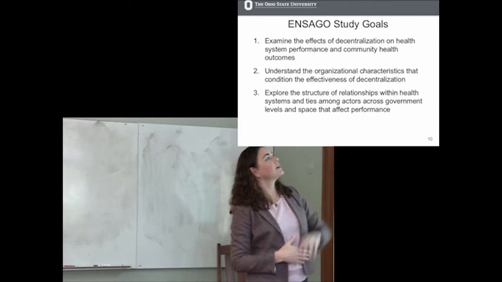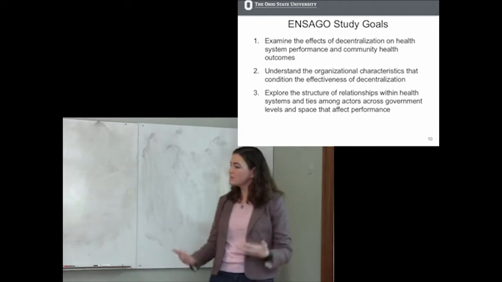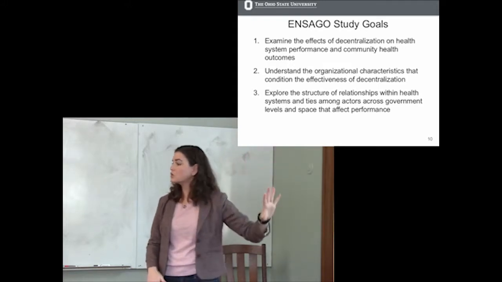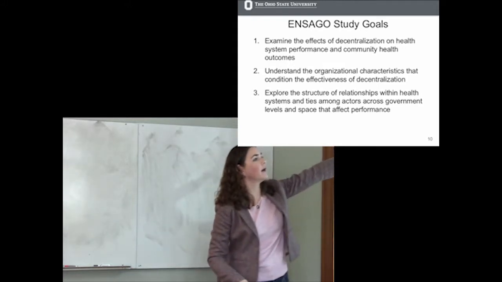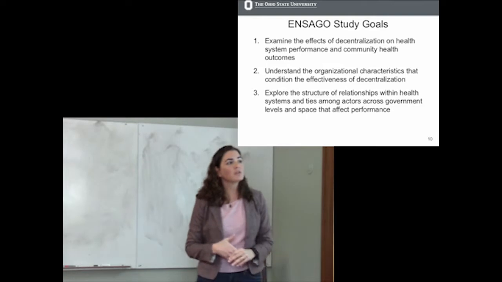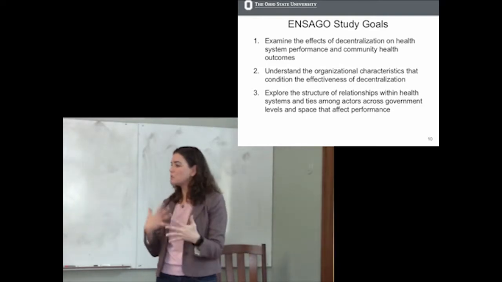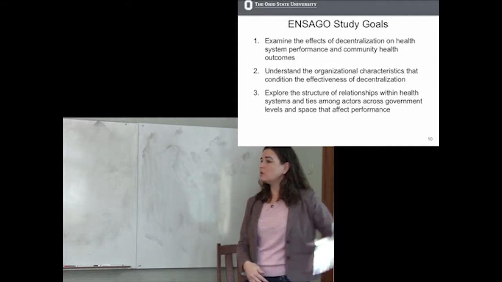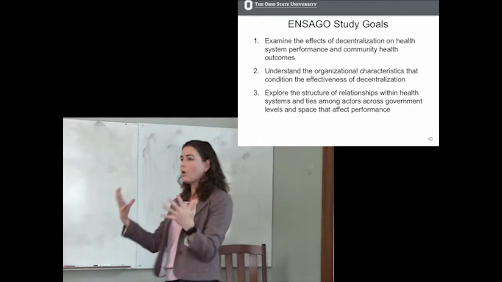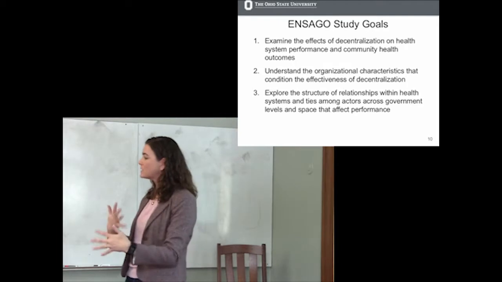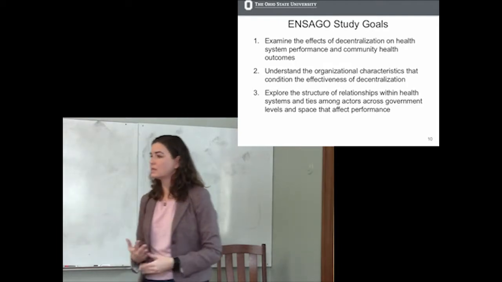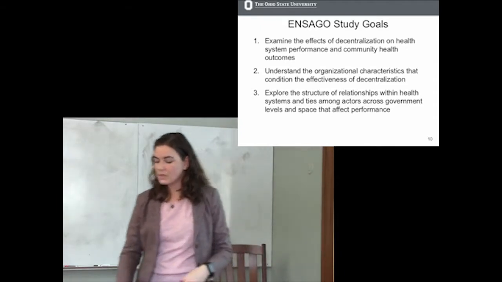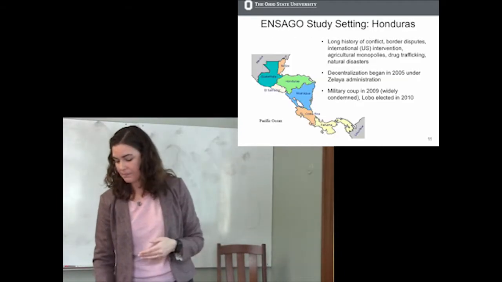Understand organizational characteristics that condition the effectiveness of decentralization. This is getting at how the local governance structure works. This is more of Krista's area. And then explore the structure of relationships within health systems and ties between actors. And there's actually a social network component to this, right? We can build community social networks to look at how all of these community organizations are linked and are sharing information and resources, and understand how that affects the effectiveness of the health system. So it's really an interesting and very broad study.